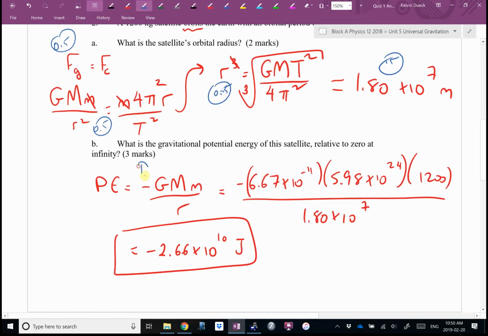Otherwise, I would give you 1 mark for the equation, 1 mark for the numbers, 1 mark for the answer. Why negative? Here's what this is telling you. If you wanted to get this satellite completely out of Earth's gravitational field, you would have to add that much more energy to get it to 0. You would have to figure out how much rocket fuel you needed to add positive 2.66 times 10 to the 10th joules to this number, and that would allow you to escape the Earth's gravitational field. And we're going to look at that later on today. We're going to use it to calculate escape velocity.